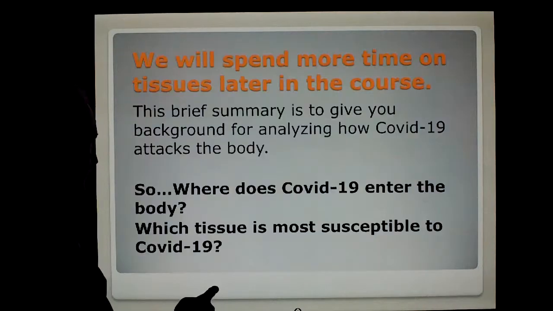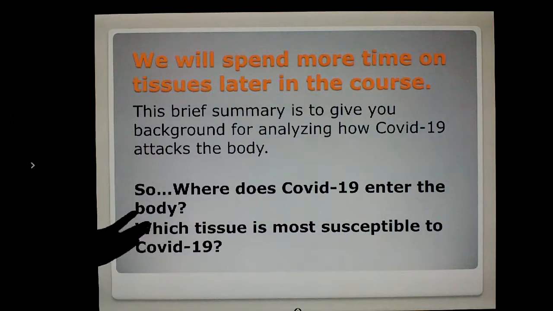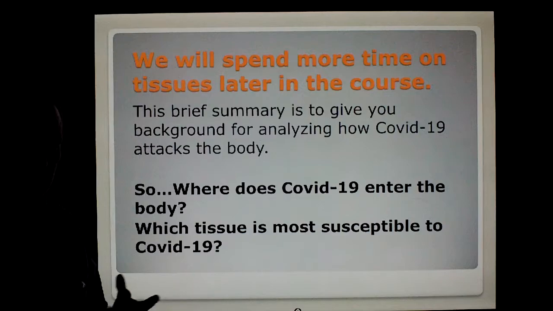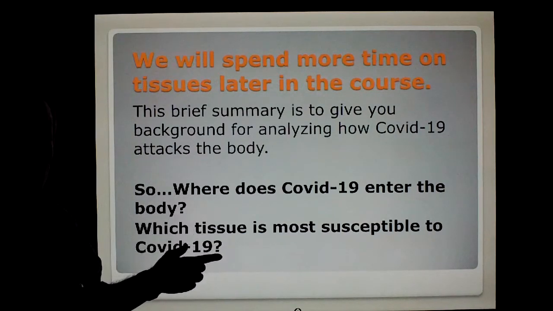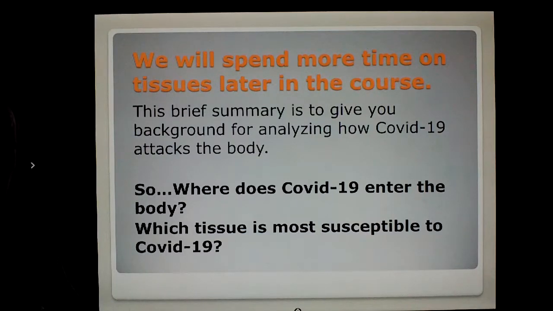We'll spend a lot more time later in anatomy on this, but here's my parting question. Where does COVID-19 enter the body, and which tissue is most susceptible to COVID-19? Go back to our early discussion about ACE2 and do some research on which of these types of cells and tissues have the most ACE2 receptors. That might help you answer your original hypothesis. And that concludes lecture 2.